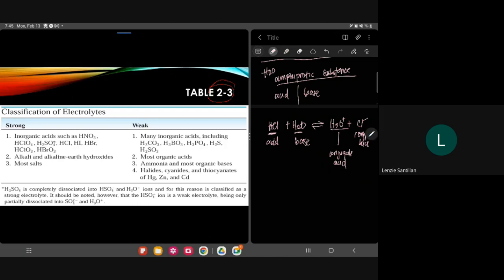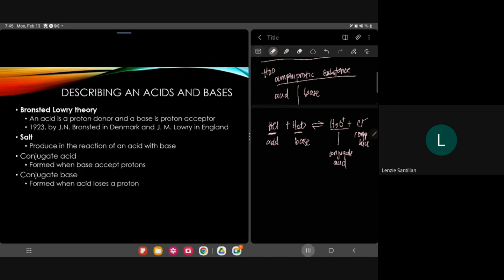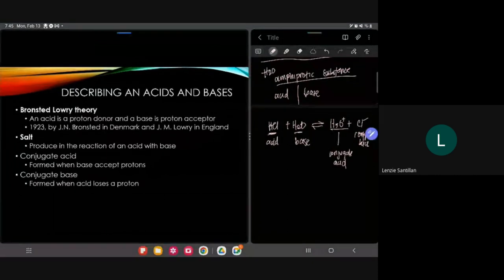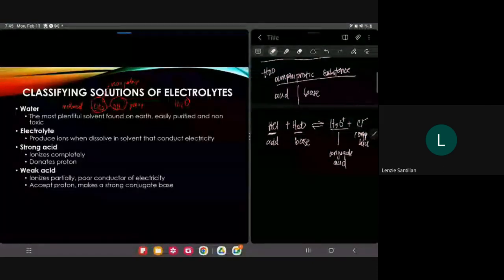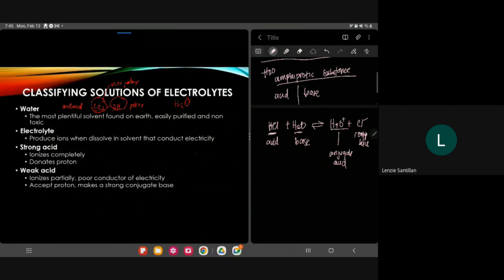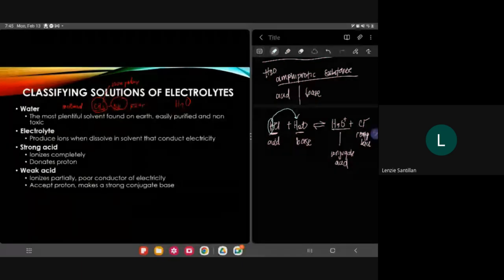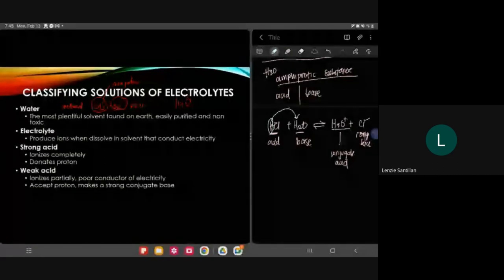So let's go back to our definition. So a strong acid donates a proton. So when we say proton, what is a proton? This is a hydrogen, right? So this acid, I'll change the color so you can see better. This one, our hydrogen here, will donate its proton to our base. So the definition of your base is that it receives a proton. Okay? They accept protons.